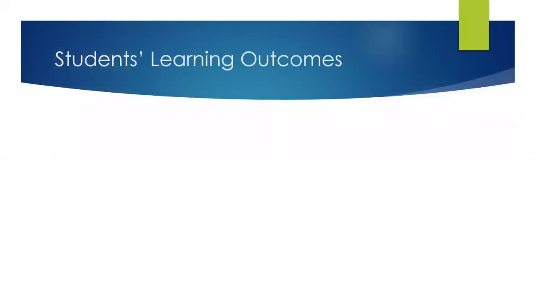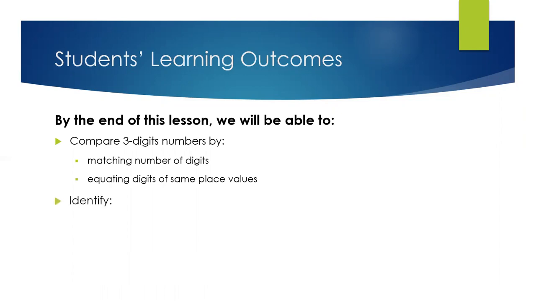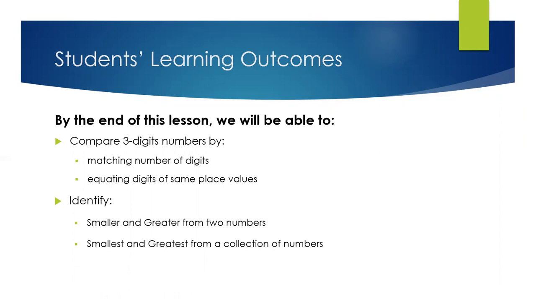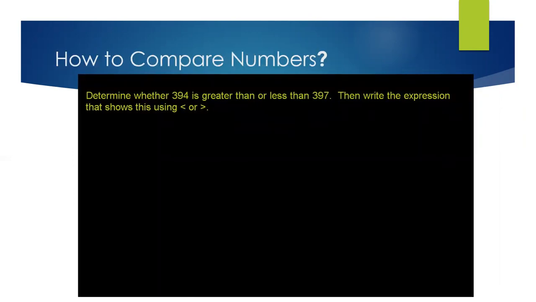Firstly, let us see what the student learning outcomes for today's lesson are. By the end of this lesson, we will be able to compare 3-digit numbers by matching the number of digits and by equating digits of the same places. Secondly, we can identify the smaller and greater of two numbers, and the smallest and greatest from a collection of numbers, by comparing their place values.